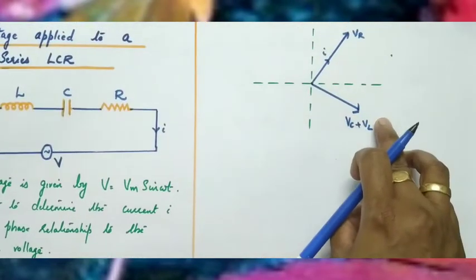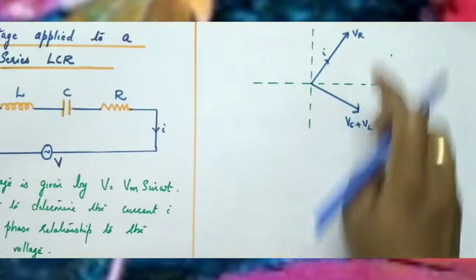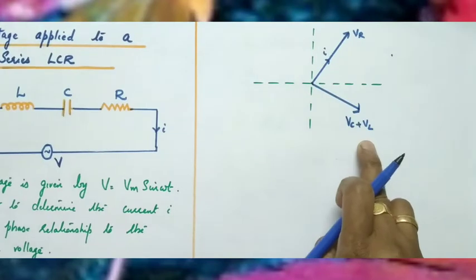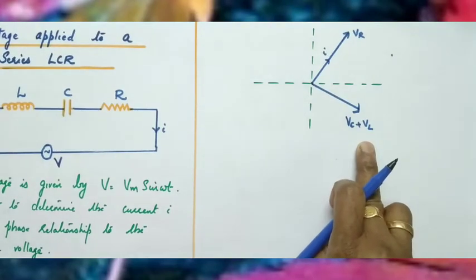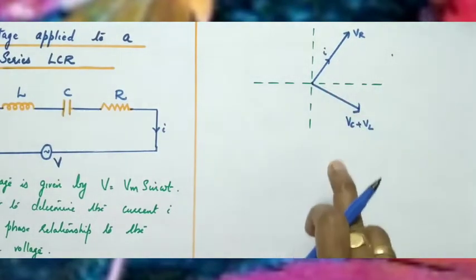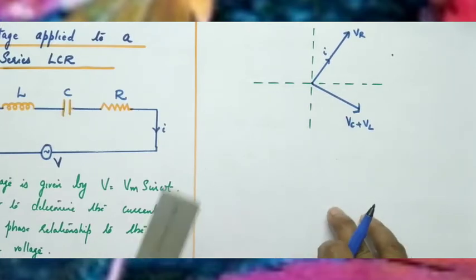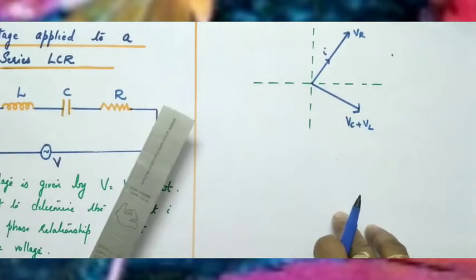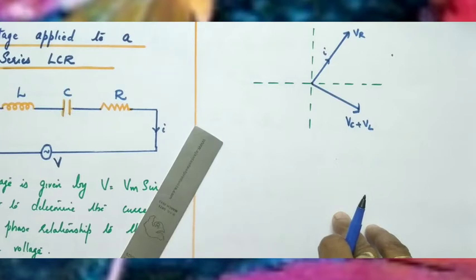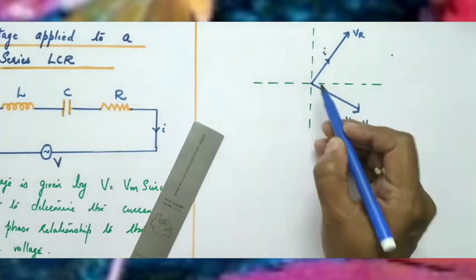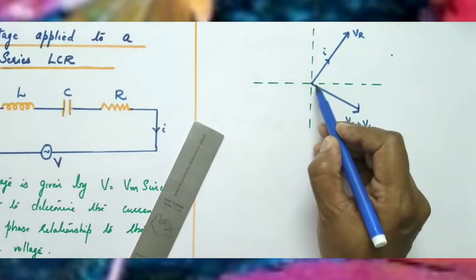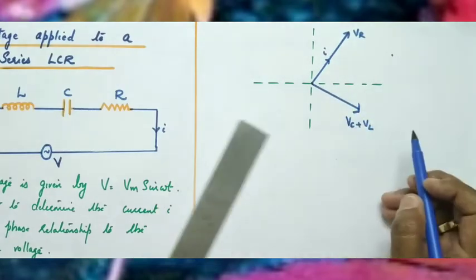Now how many vectors are here? VR is one vector or one phasor, VC plus VL is the other one. Now two vectors are there. If two vectors are there, we can use the triangle law of vector addition or the parallelogram law of vector addition to find the resultant, isn't it? Here, since the two tails are joining together, we can use the parallelogram law of vector addition.